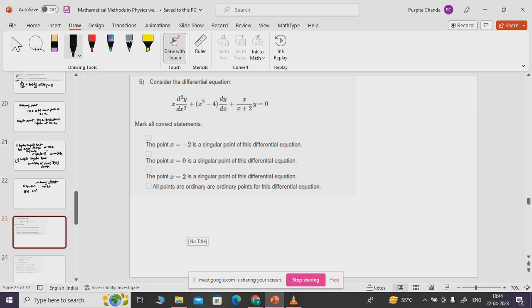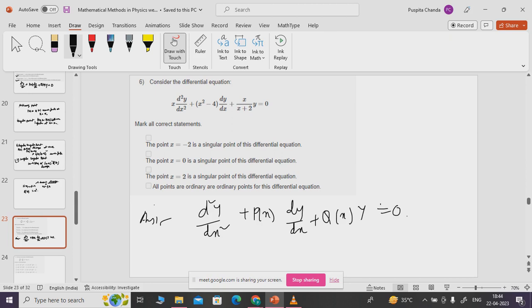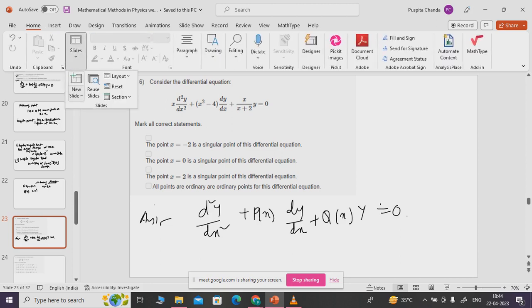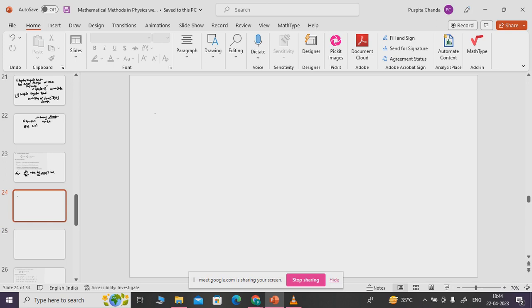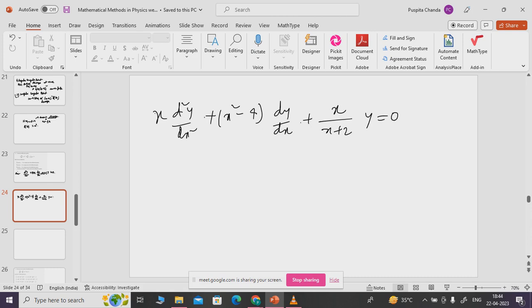Okay, question number 6 is also like that, but first it has to be written in the form d²y/dx² + p(x) dy/dx + q(x)y = 0. So the equation is x d²y/dx² + (x² − 4) dy/dx + (x + 2)y = 0. If we need to write it in that form, we need to divide both sides of the equation by x.